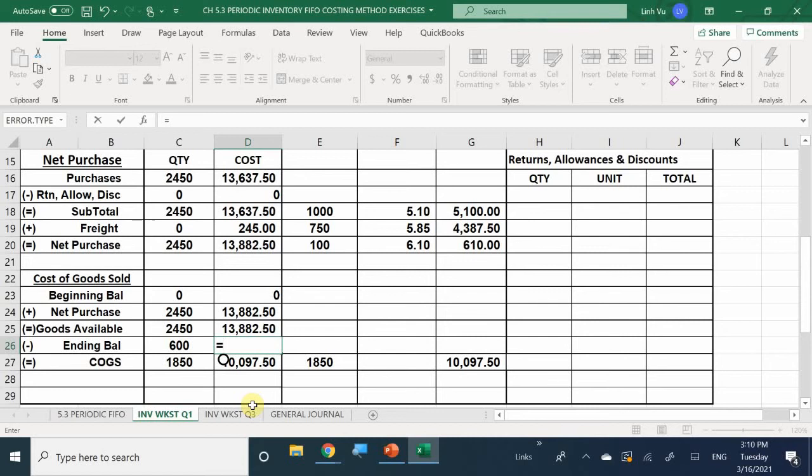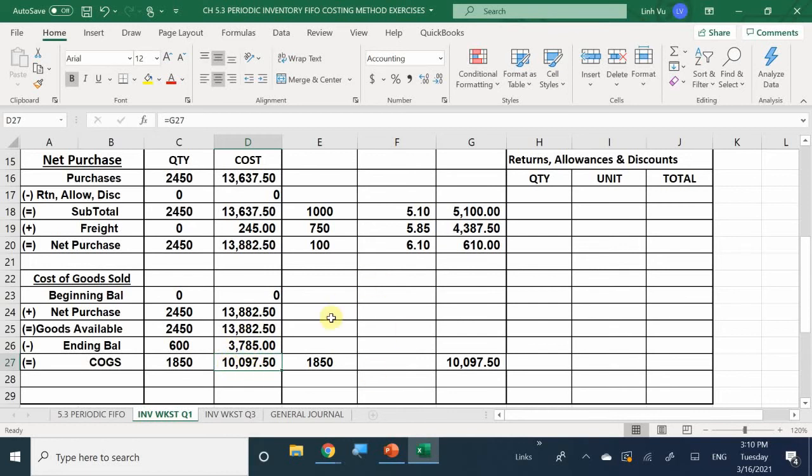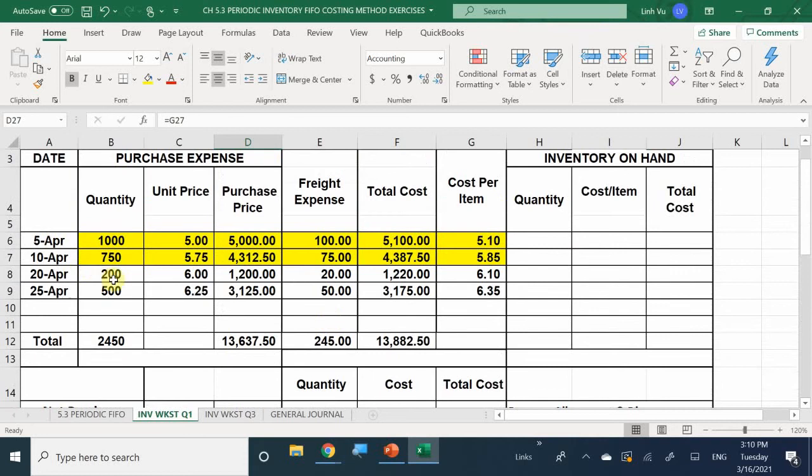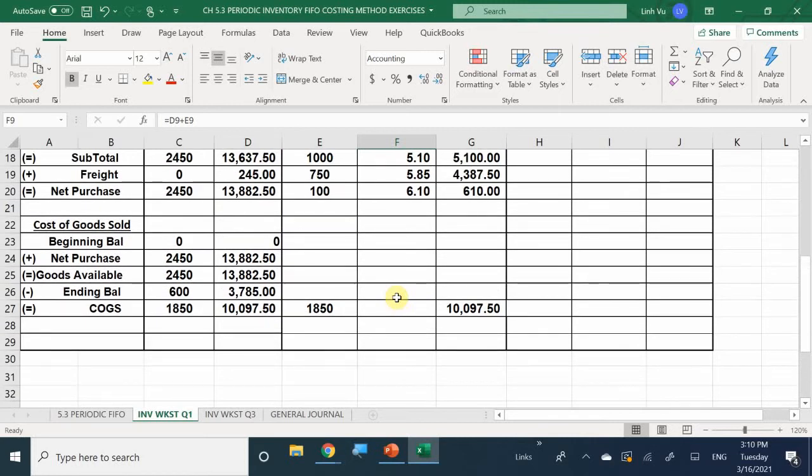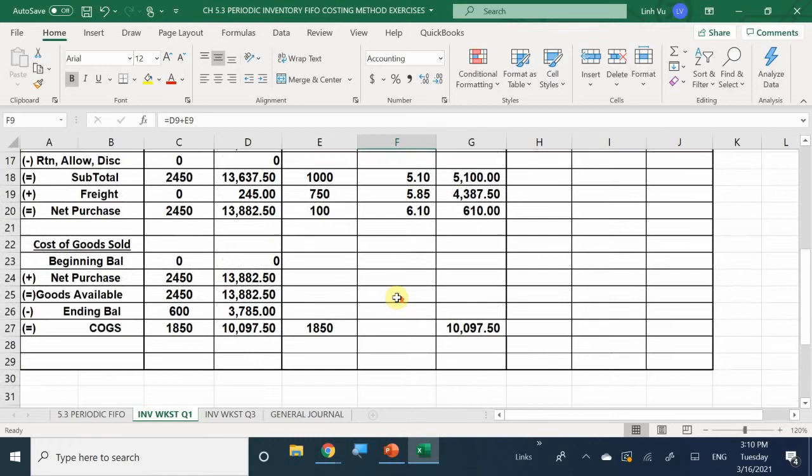But in this case, I can also solve for ending inventory by taking the total goods available, subtracting out how much I sold to get me a grand total of $3,785. And if you want to double check your work or triple check your work, calculate it. Do the 100 times the $6.10, which is 610. Add it to this 3,175, and do you get the same number? Yes. You do. Okay. So again, that's another way that you can triple and double check your work. All right. Now we officially are done and solved for my inventory worksheet.